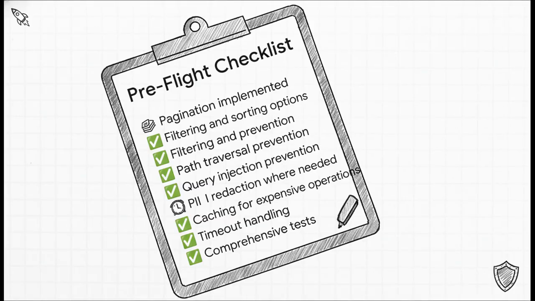So here's the bottom line. Use this checklist before you ship any tool. Think of it as your pre-flight inspection. Does it have pagination? Is it secure against injection? Does it handle timeouts? If you can check off all these boxes, you know you've built something truly robust.